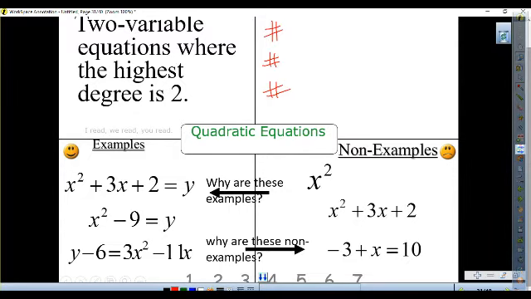So with that said, who can give me a hashtag? Hannah: 2 variables. Christine: Equations.